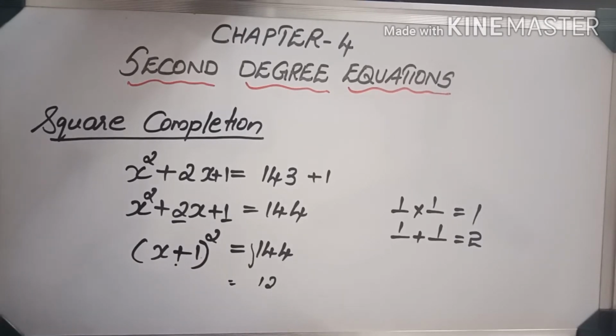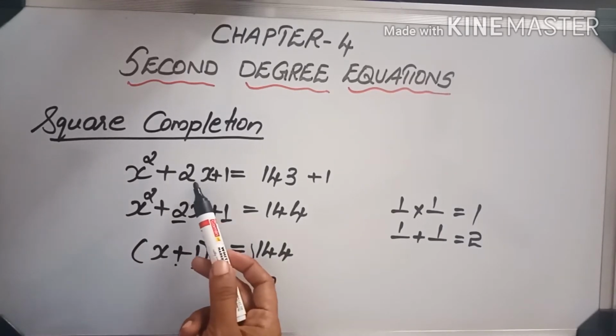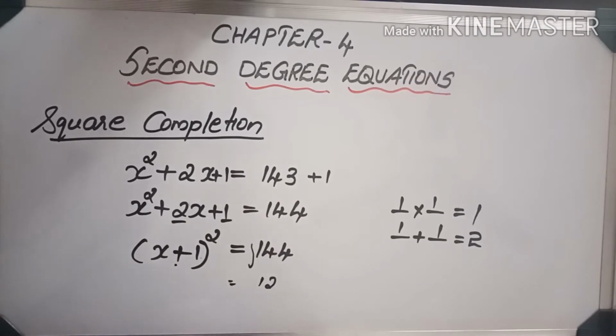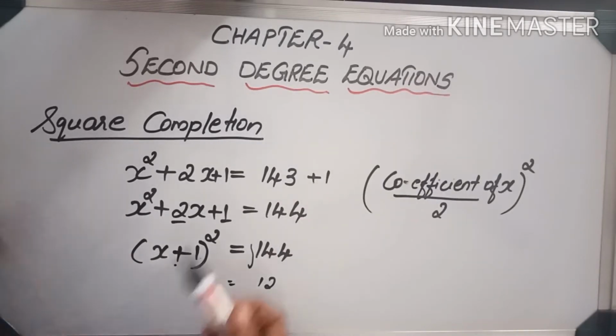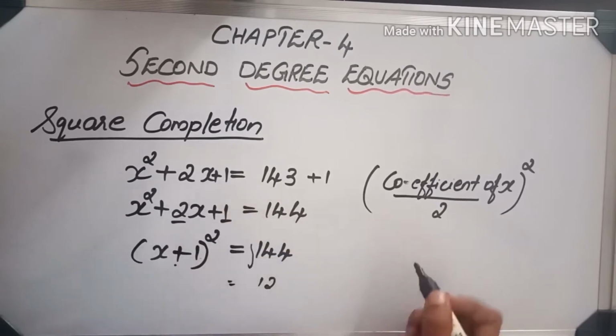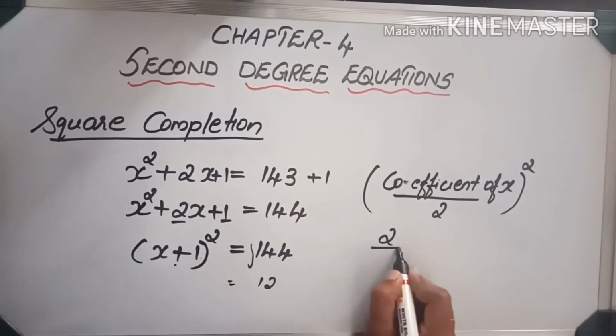So this is the method of square completion. But sometimes it is not possible to find the number which we need to add here. Here we could directly, because 143 is here and we know 144 is a perfect square. In another case, there is a method to find the number which we need to add to these two sides. That means you need to check the coefficient of x. What is the coefficient of x here? Here the coefficient of x is 2, the number along with x. We divide that number by 2.